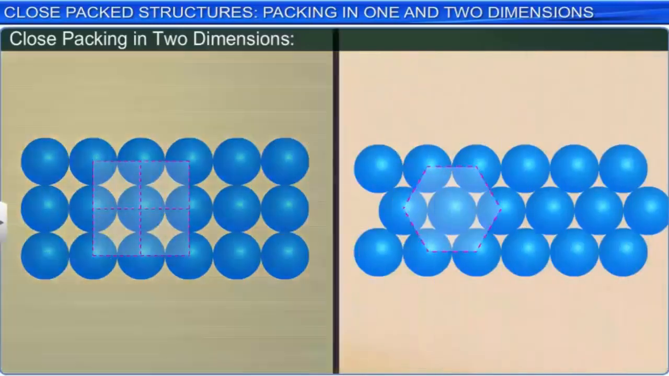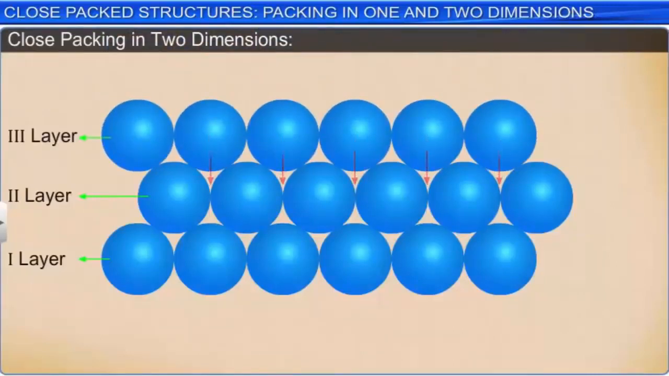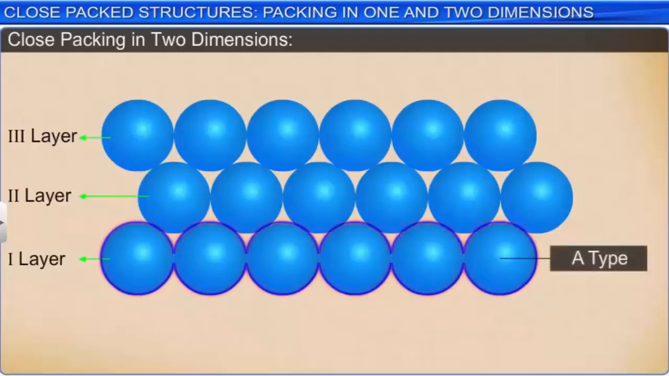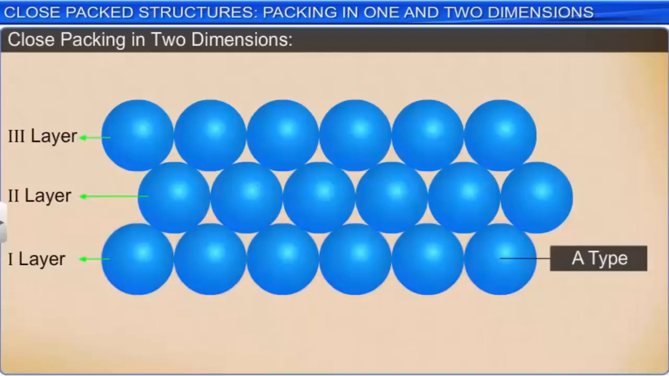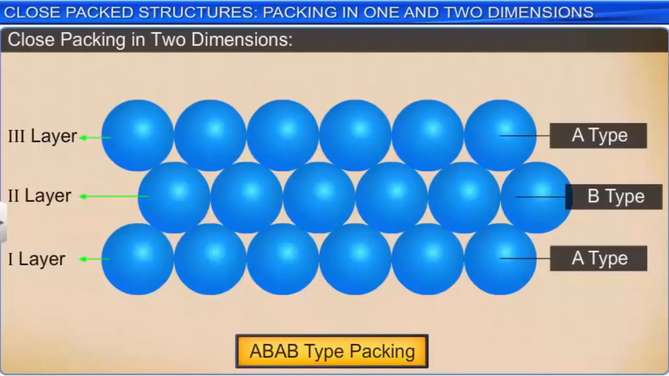The other way is for the spheres of the second row to be seated on the first row in a staggered manner. That is, in the depressions of the first layer. The spheres of the third layer are placed in the depressions of the second layer, and so on. Evidently, the spheres in the third row are vertically aligned with the spheres in the first row. This pattern is followed throughout. If the arrangement of the spheres in the first layer is of A type, then the arrangement of the spheres in the second layer is of B type, and the arrangement of the spheres in the third layer is again of A type, and so on. The packing thus obtained is called AB-AB type packing.